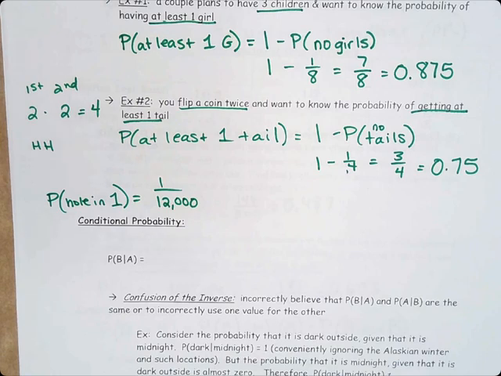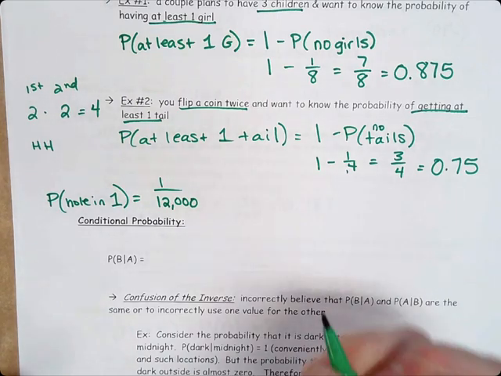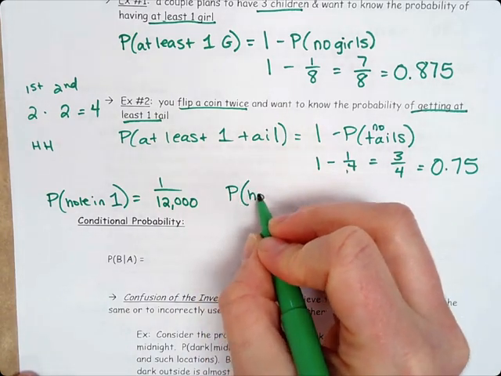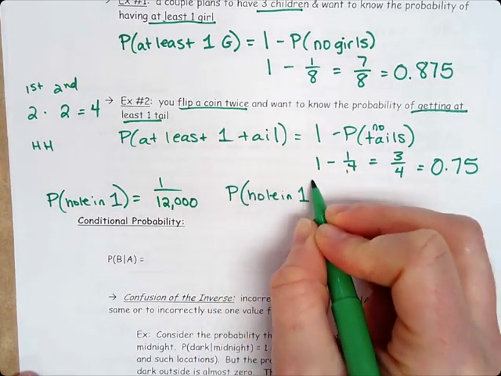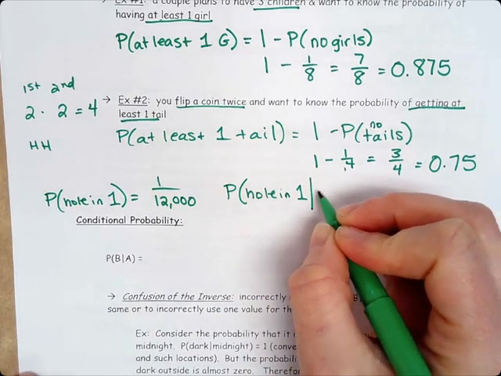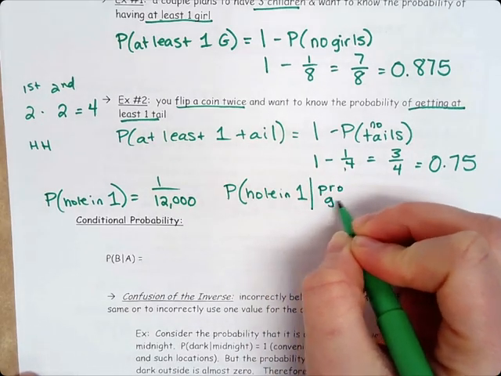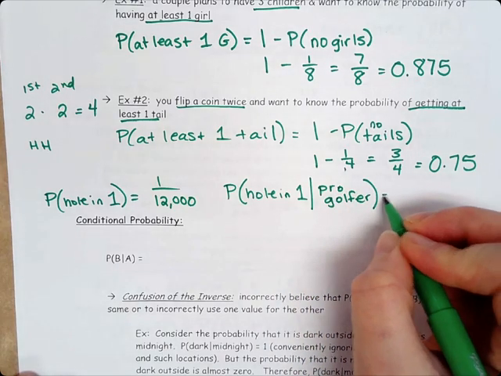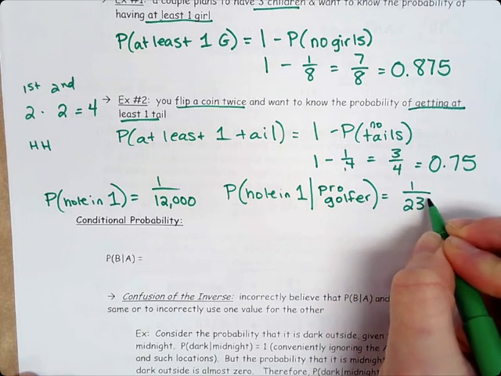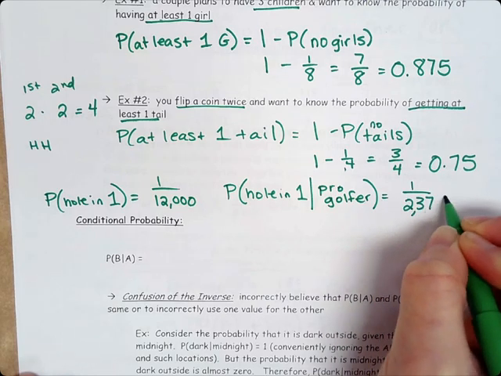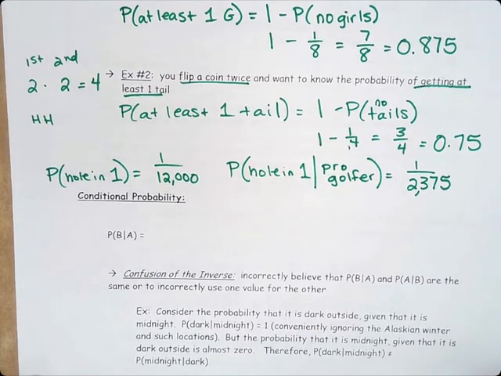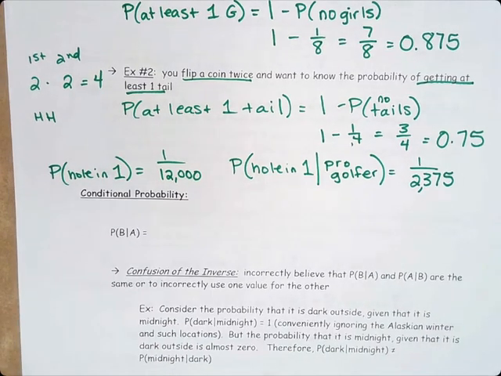But if we know that the golfer's a pro, then it changes the probability. So I can write this. This is conditional probability. We want probability of a hole in one given that it's a pro golfer. Then the new probability is 1 in 2,375. Much better odds if you're a pro golfer. Still pretty slim, but a lot better odds.